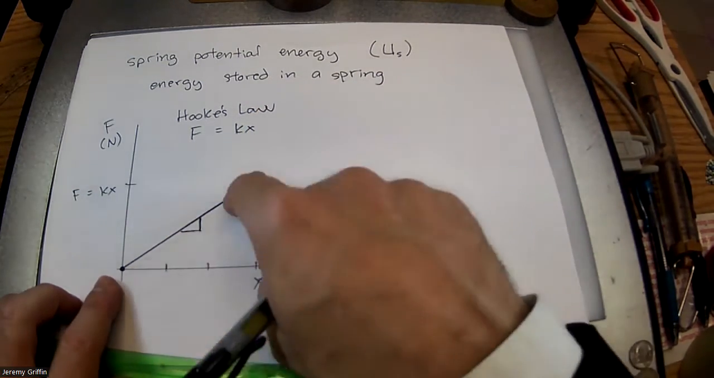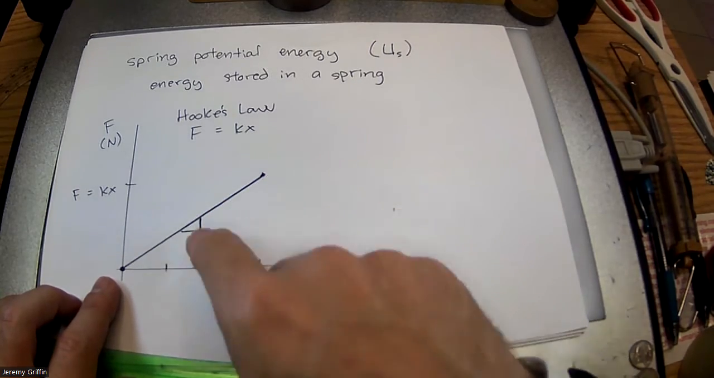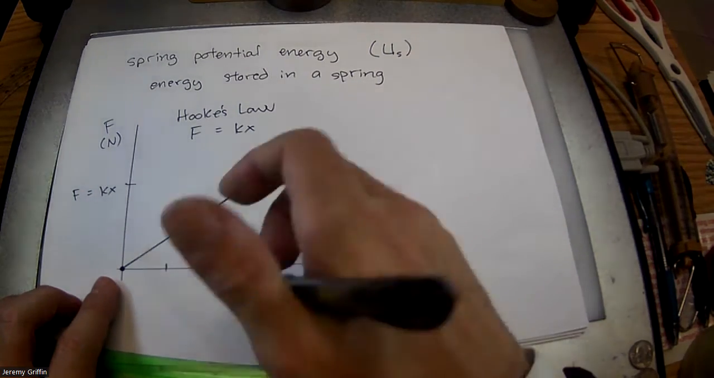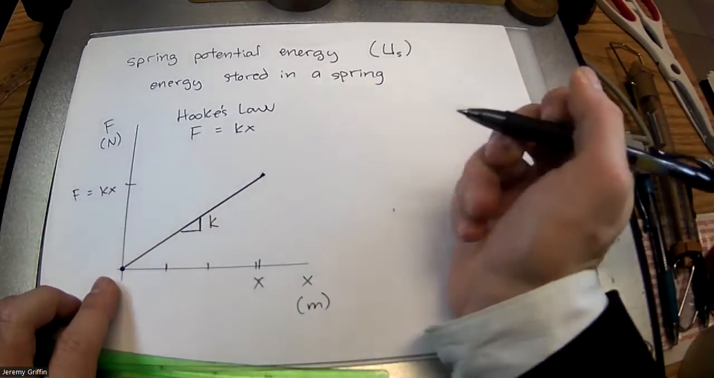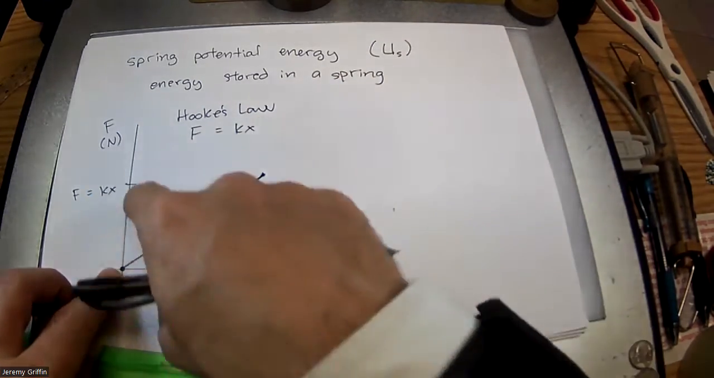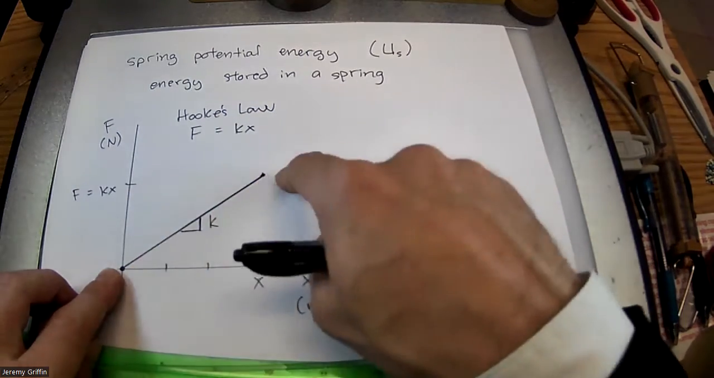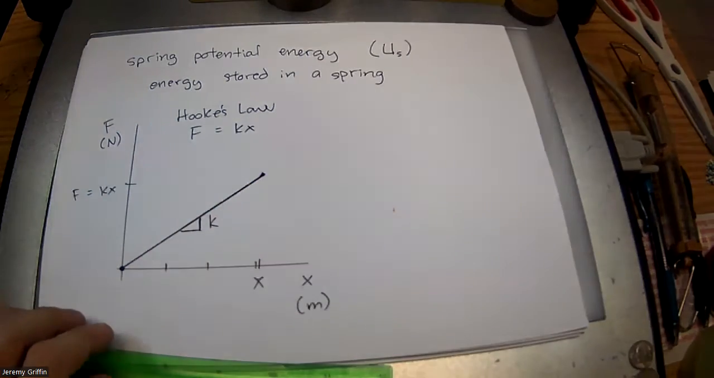See if you guys are following here. This line has a slope, rise over run. What property of the spring is the slope of that line? It's the spring constant, isn't it? You guys see that? Here's your x, here's your F, like x and y. The slope is like k. That's how stiff the spring is.